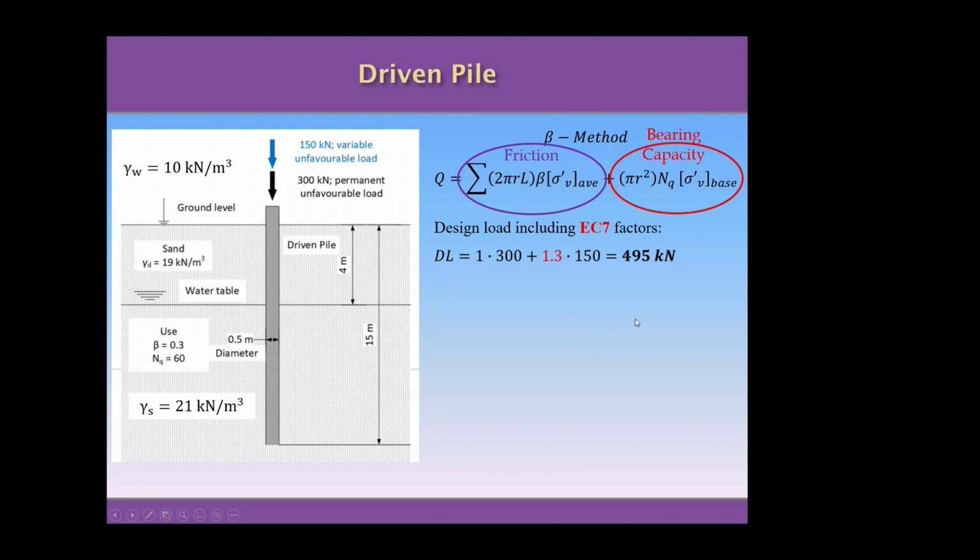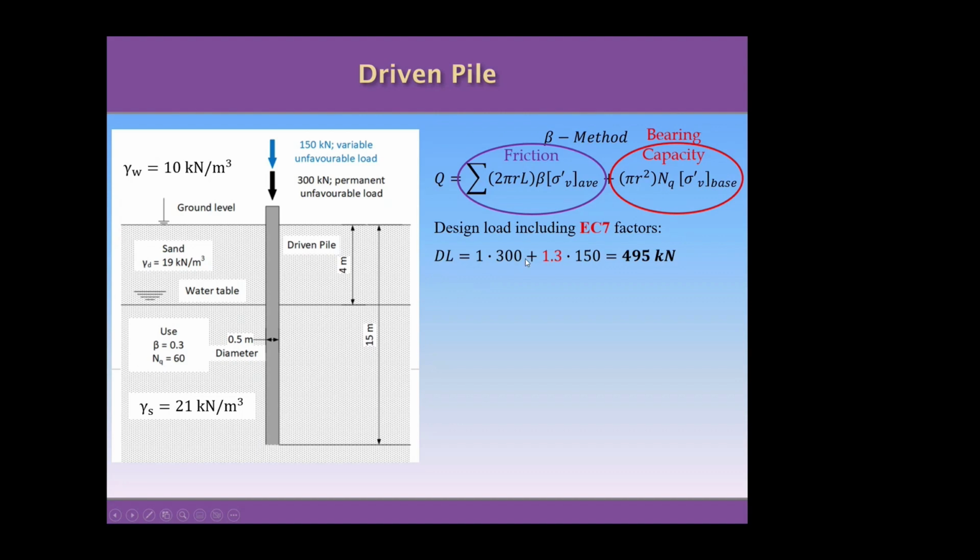So in terms of what we call the design load in piles, that is the total load that the pile has to distribute in the soil, it is equal in this case to the permanent unfavorable load multiplied by 1.35. This one is because of the Eurocode, so it should be in red as well. And this coefficient 1.3 is the other coefficient that Eurocode 7 advises for the variable unfavorable load. So we are going to increase the unfavorable load by 30%. And applying these coefficients, we found that the maximum load that this pile will receive from the building is 495 kilonewtons.